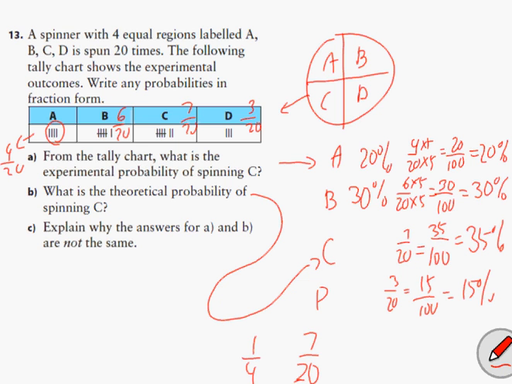Yes, but your sample size was too small, right? You only spun it 20 times. If she spun it 1,000 times, just like when we flipped the coins, the more we did it, the closer we got to theoretical, right? Okay, any questions with that?